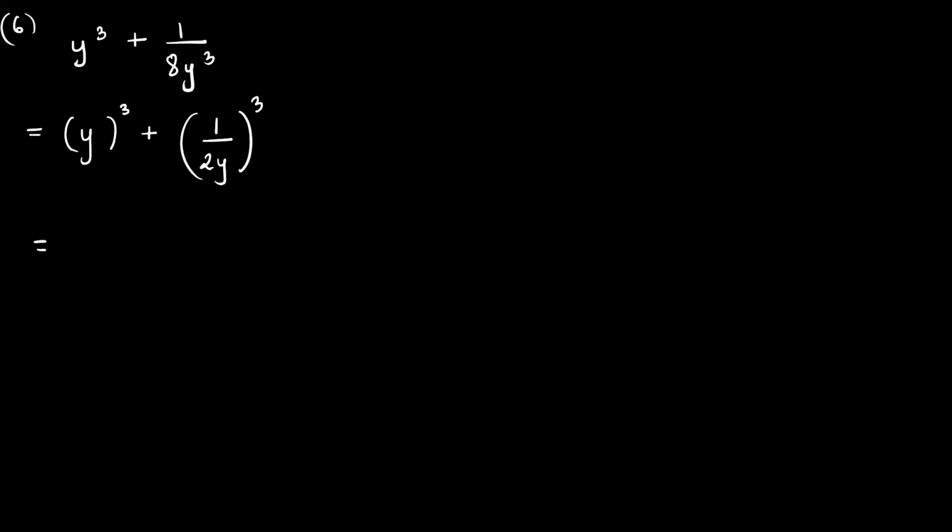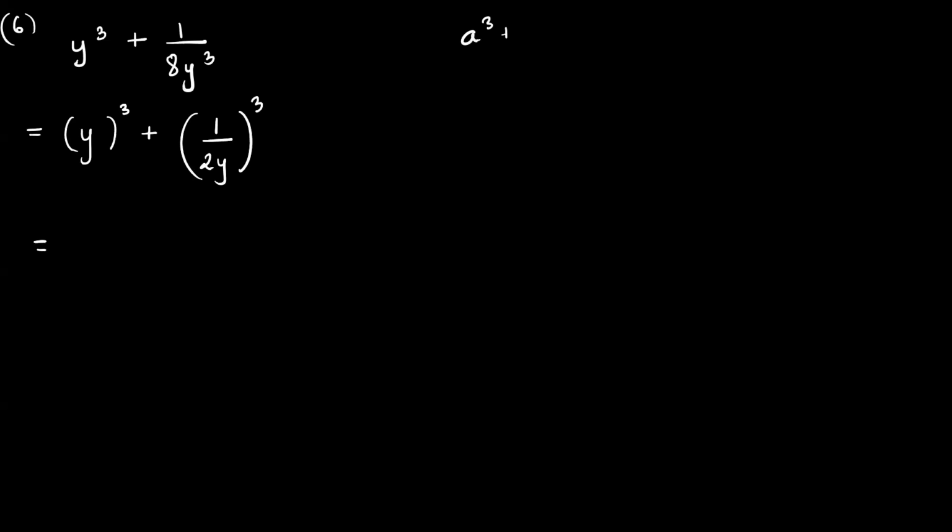Okay, sir. So now tell me, what is in place of a? y. And what is in place of b? 1 upon 2y. And what is the formula of a cube plus b cube? a plus b, first bracket. a the whole square minus a into b plus b the whole square. a into b, second bracket.